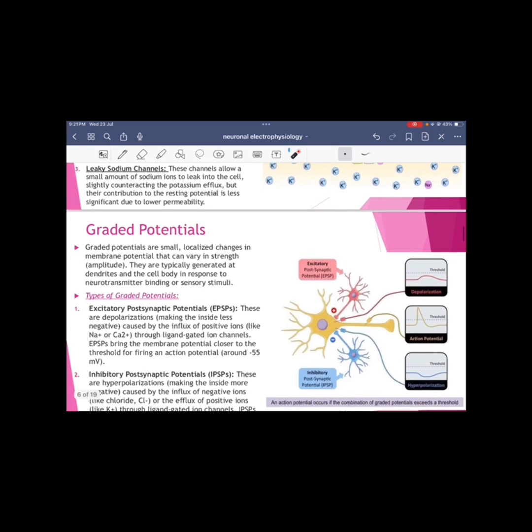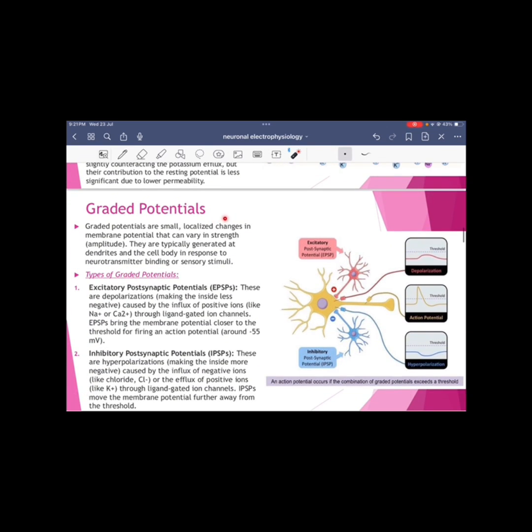Now let's move to the next step, which is graded potentials. Imagine that the resting membrane potential is now getting a little disturbed, and this is what we call graded potential. Graded potentials are a small change in the electrical charge of the neuron, which usually happens in the dendrites or cell body. And these changes can either be excitatory or inhibitory. Excitatory postsynaptic potentials bring the neuron closer to firing and closer to action potential, or inhibitory postsynaptic potentials push it further away from firing.